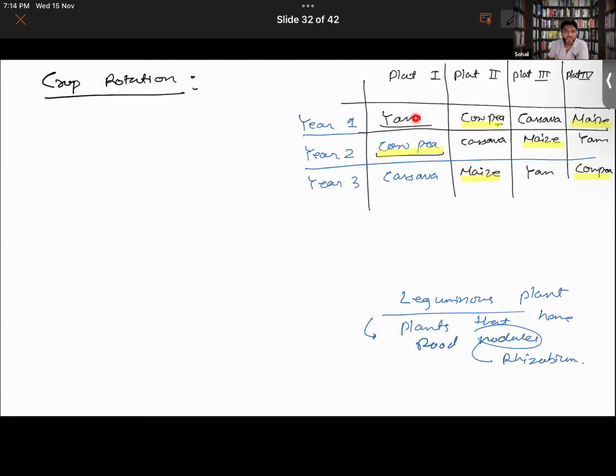Whatever amount of nitrogen will be there in the soil, it will be used up by this plant. Very little nitrogen will be left in the soil. Is that clear? Now, move on to the next year.